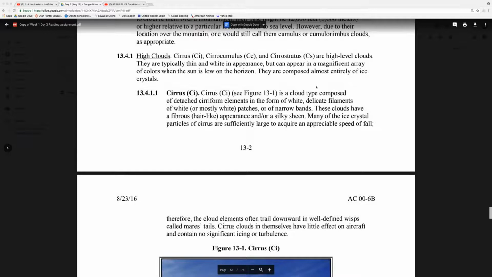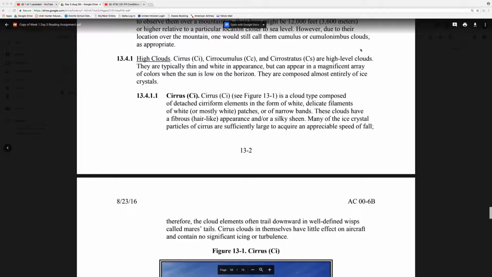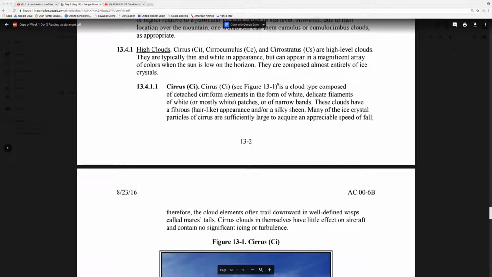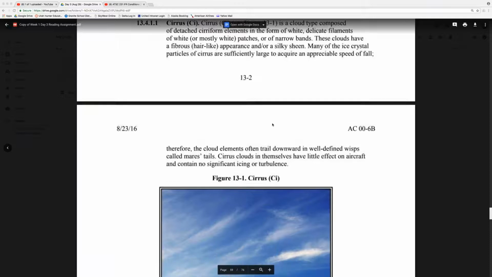So high clouds, like I told you before, are going to be Cirrus clouds. You can see here that we've got several varieties of Cirrus clouds. We've got just plain Cirrus, Cirrocumulus, and Cirrostratus, right? The Cirrus cloud is composed of detached elements in the form of white, delicate filaments. So these are our mare's tail, just really fine, wispy.